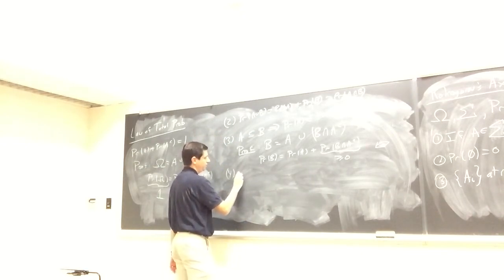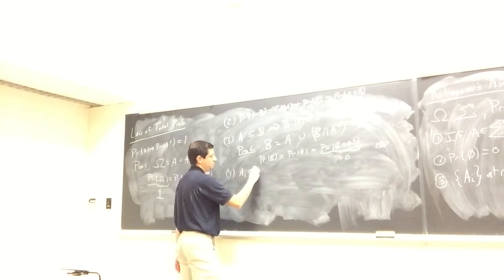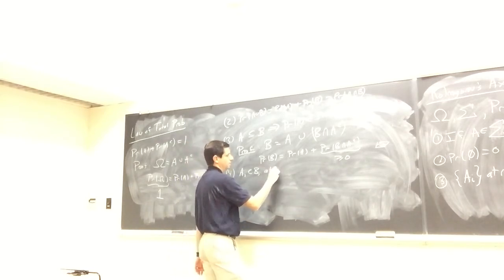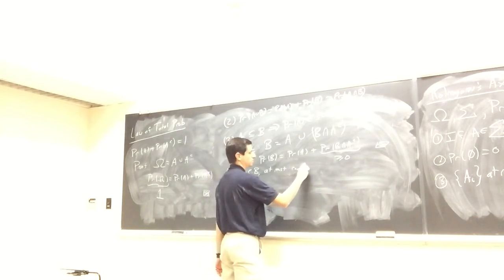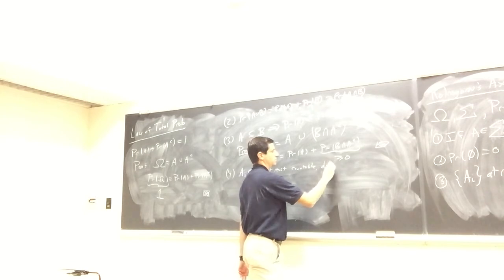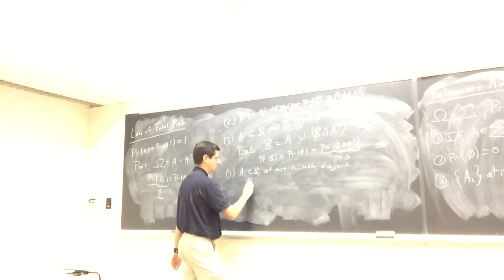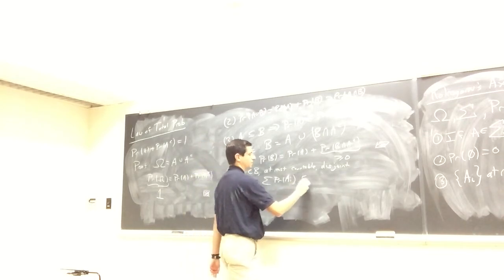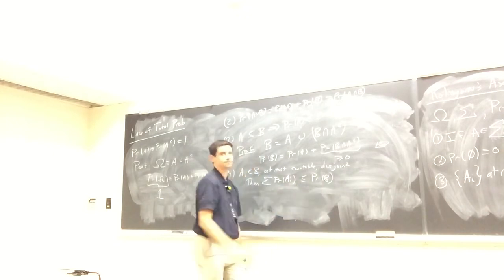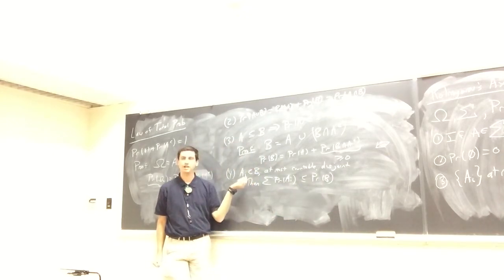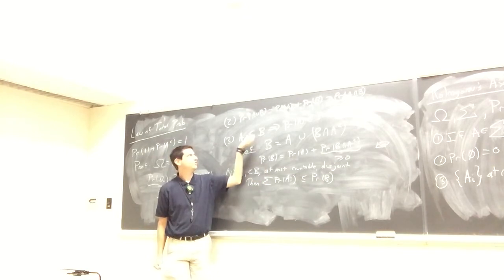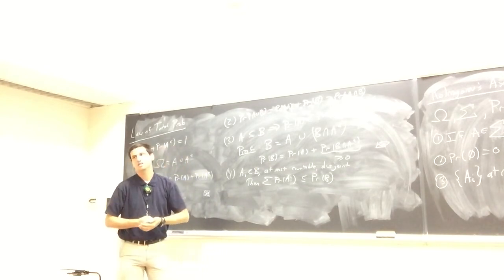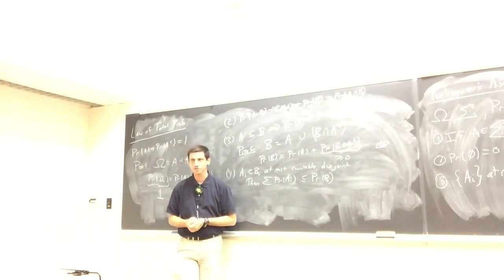So if we have A_i contained in B, at most countable and disjoint, then the sum of the probabilities of A_i is less than or equal to the probability of B. So I'm not going to go through and write down the proof of this, but each A_i is at most B. The union is disjoint, so the union of everything is also less than B. So now from here I get the probability of the union is less than or equal to the probability of B, and then I use Kolmogorov's third axiom and say that the probability of the union is the sum of the probabilities because it's disjoint.